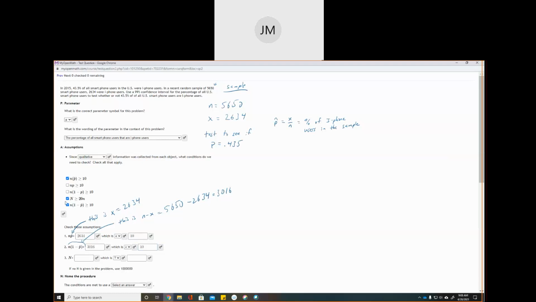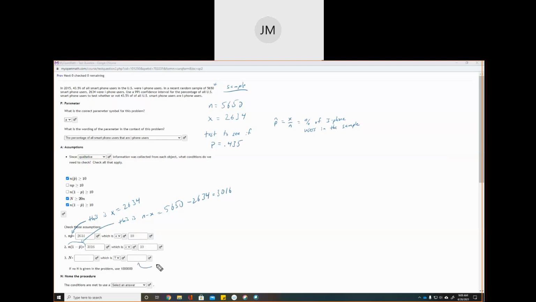The next thing I need to check is make sure my population is big enough. I don't know the actual number of smartphone users in the US, but I know that it's a lot. Okay, it needs to be more than 20 times our sample size.